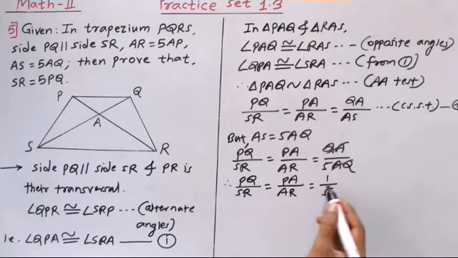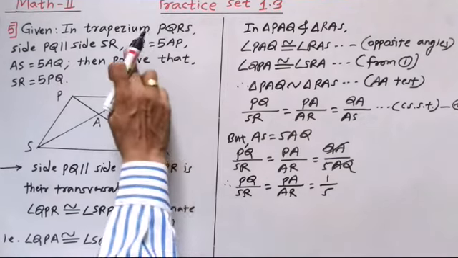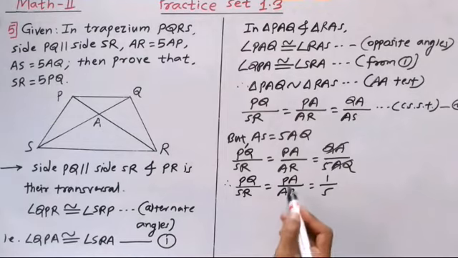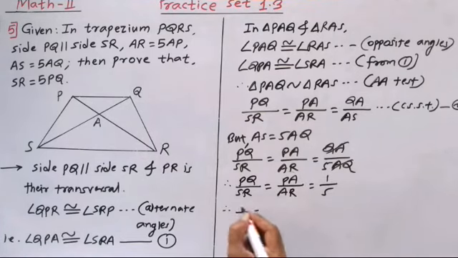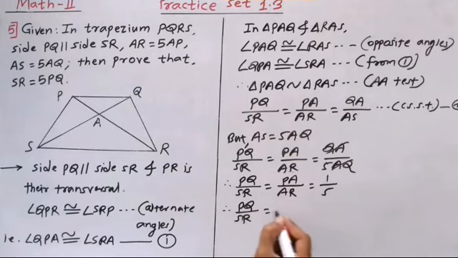Now PA upon AR is also 1 upon 5. We can see in the question AR is equal to 5AP, so it is also clear. Now we can omit this ratio, and we can write here PQ upon SR is equal to 1 upon 5 only. Now if we cross multiply, then we get SR into 1, SR is equal to 5 into PQ, means 5PQ. In this way we get the proof that SR is 5 times PQ.